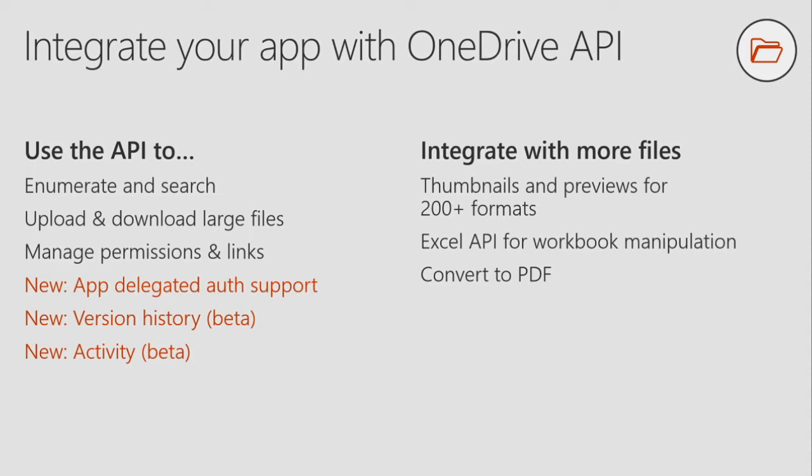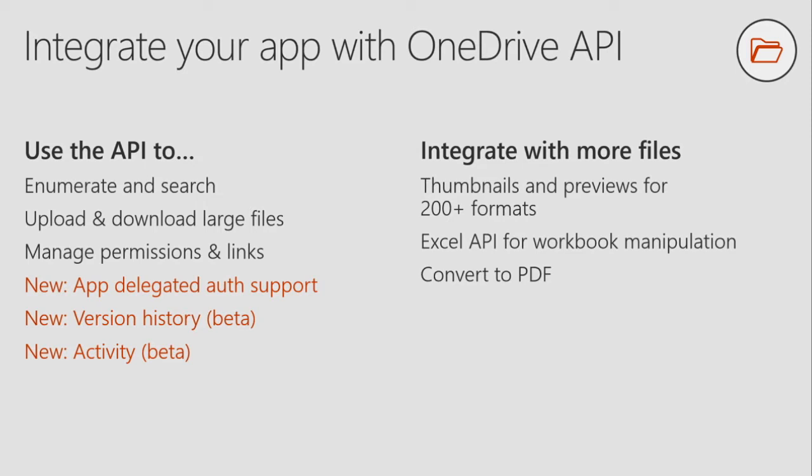In addition to using the API, you can actually use it to do more with files. So like I said, we support 270 formats for being able to get thumbnails and previews. You can have access to those files when they're stored in OneDrive or SharePoint from our API. So if you want to get a 2,000 pixel thumbnail for an Adobe Illustrator file now, you can go do that, and we make it really simple.